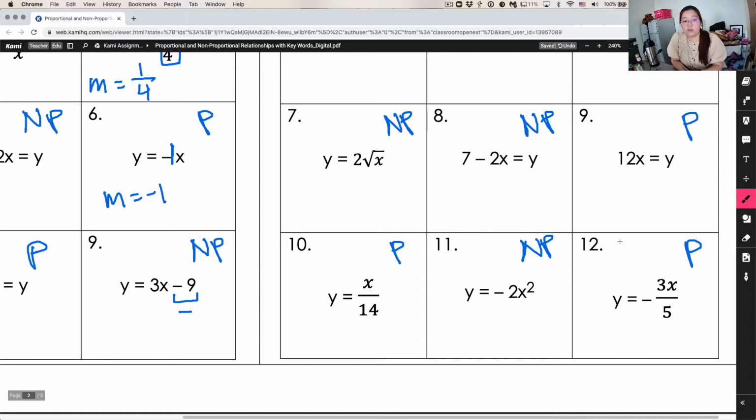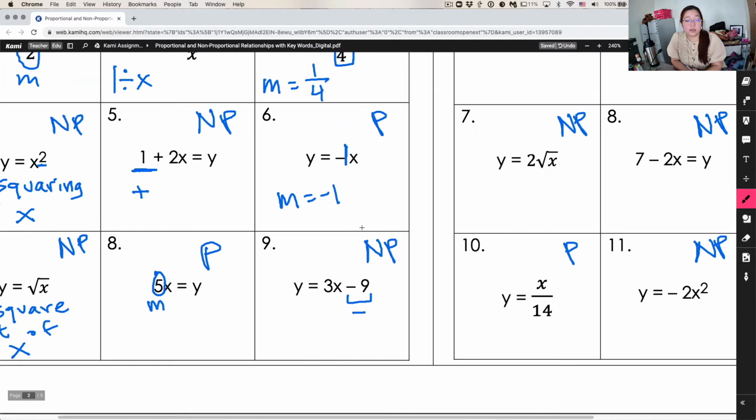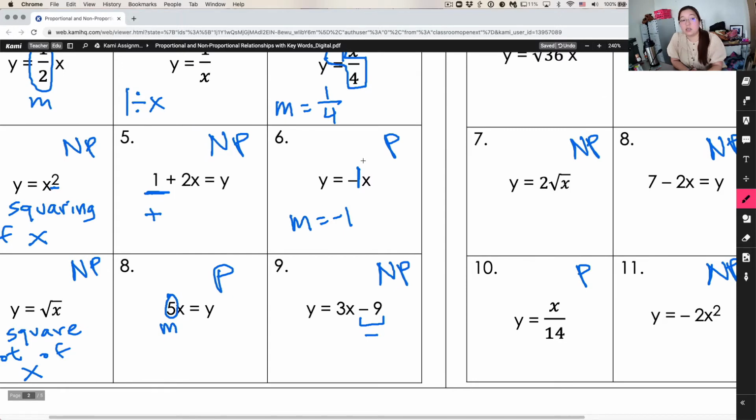Okay, so if you got any of these wrong, double check. And use these to guide you. If you see one that's similar to one on the left, maybe use that to help you figure it out. And if you're still stuck, let me know, ask me, and I'll be happy to explain.